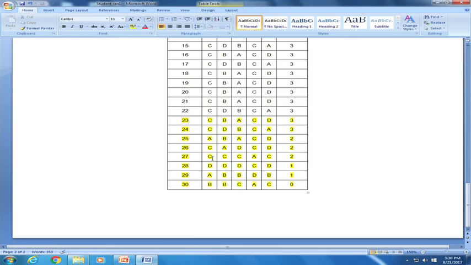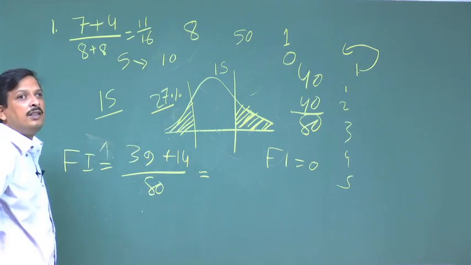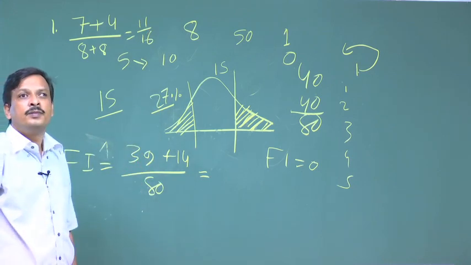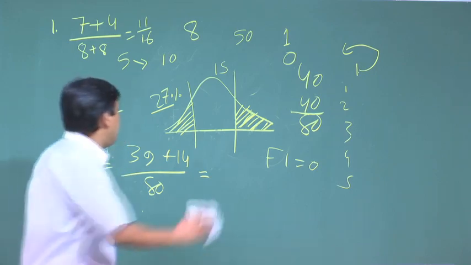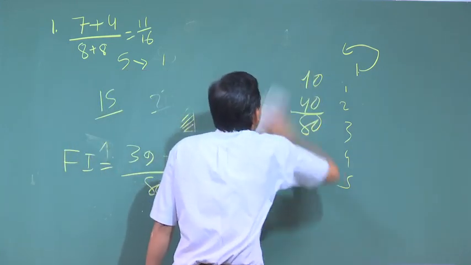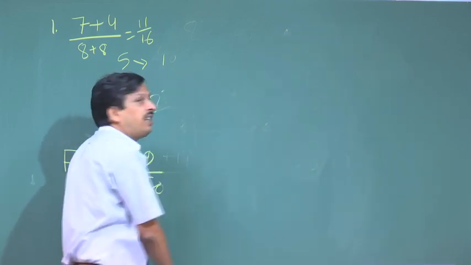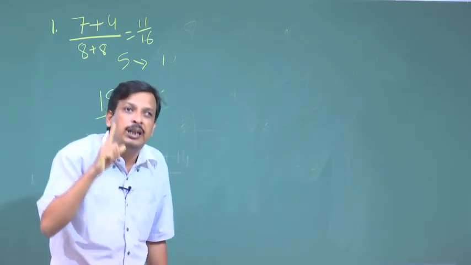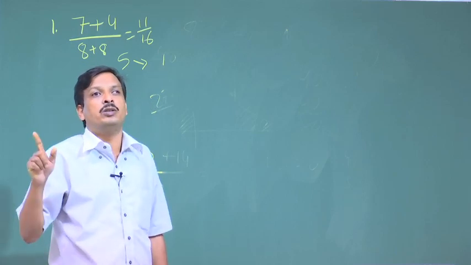So, it is nothing but 11 by 16. Is that clear? Now, if it is the discrimination index, DI, what does DI stand for? DI stands for how good the test item is at discriminating the good students from the bad students.